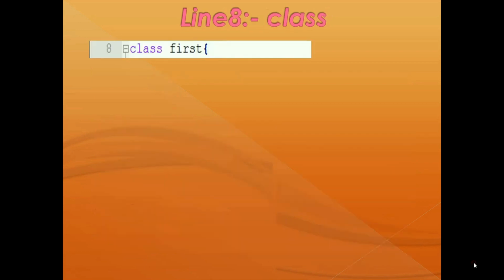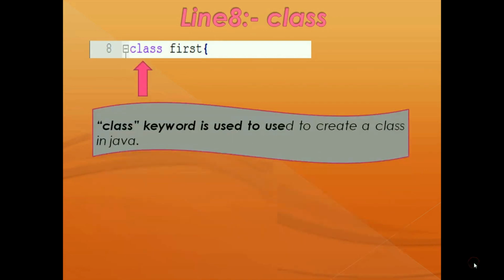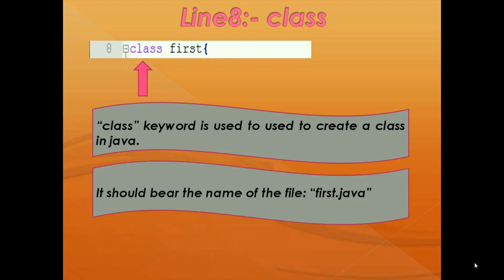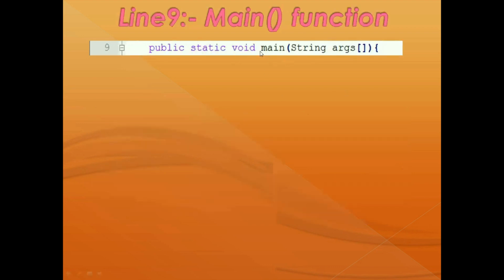After importing, we have to write the class. The class keyword is used to create a class in Java. It initiates the class having the main method. It should bear the name of the file, first.java. And inside the class, we are writing the main function.